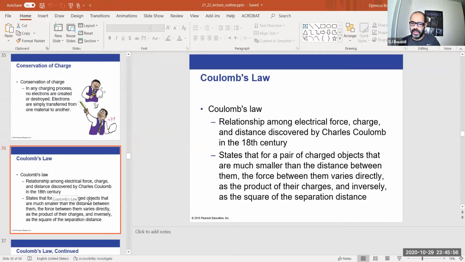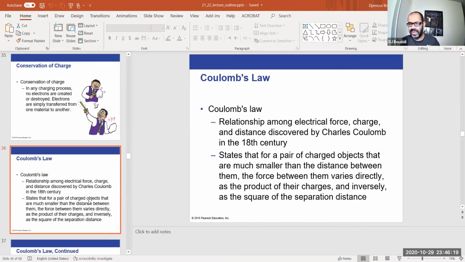Mr. Coulomb summarized the work of a lot of people before him, and he found the force between two charges. He stated that this force is proportional to the charges, charge 1 and charge 2, and inversely proportional to the square of the distance between them. The further they are, the less they act on one another. The closer they are, the stronger the force.